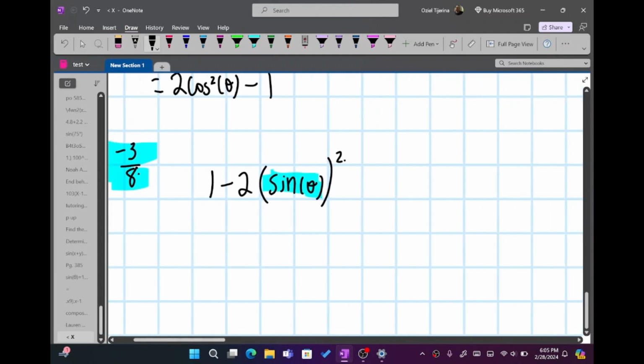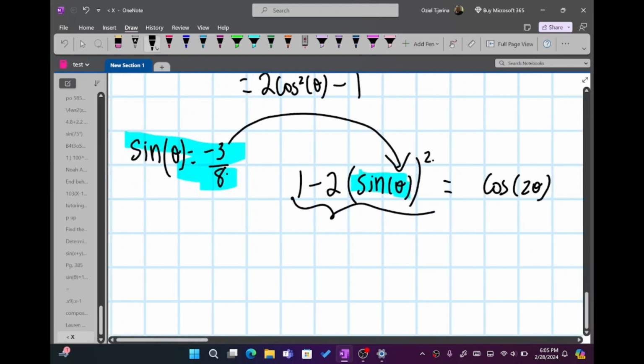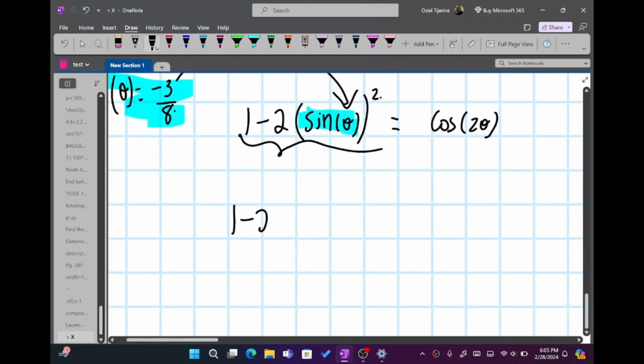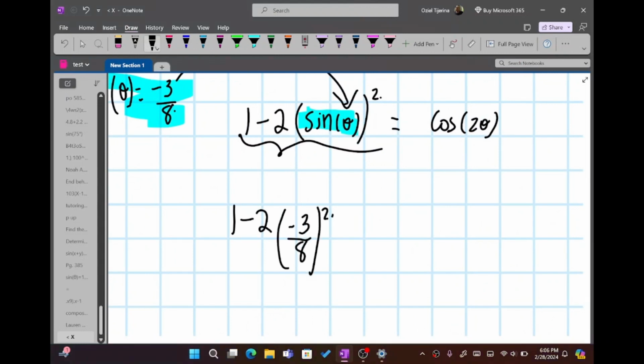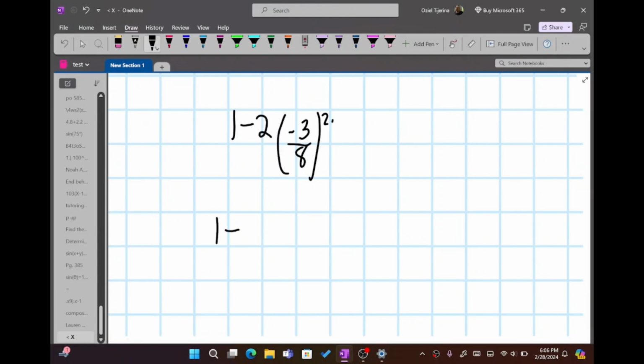And so we know that, again, this is cosine of 2 theta, and so when we plug this in, we're gonna get 1 minus 2 times (-3/8) quantity squared, and this will be 1 minus 2 times 9/64.